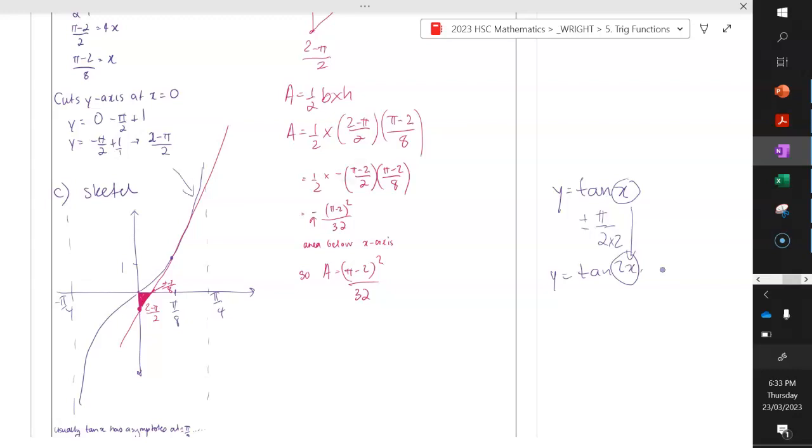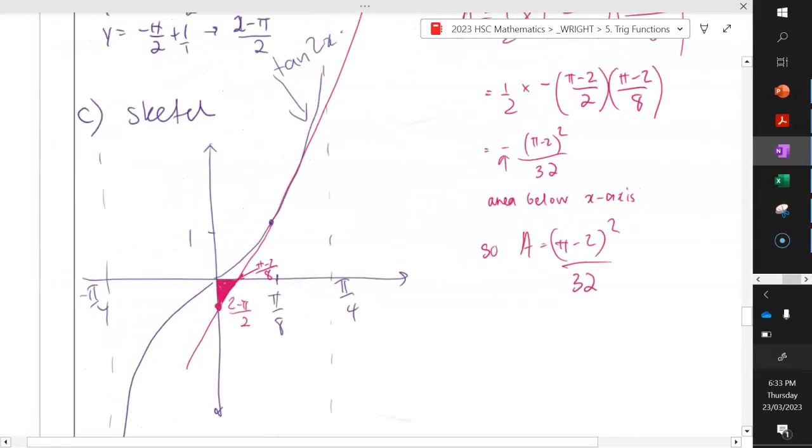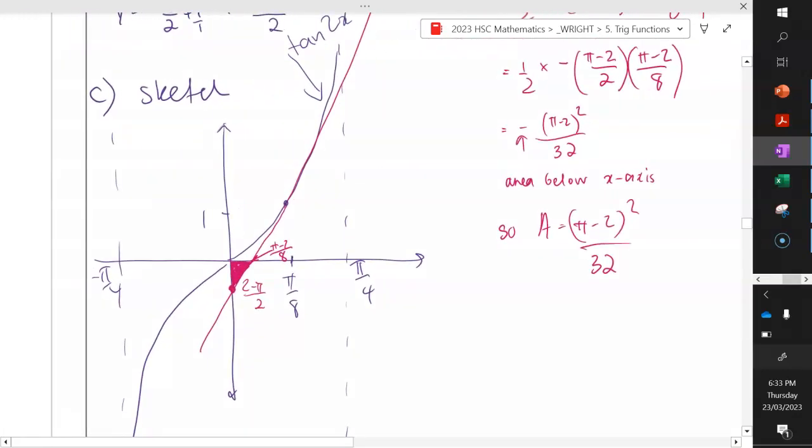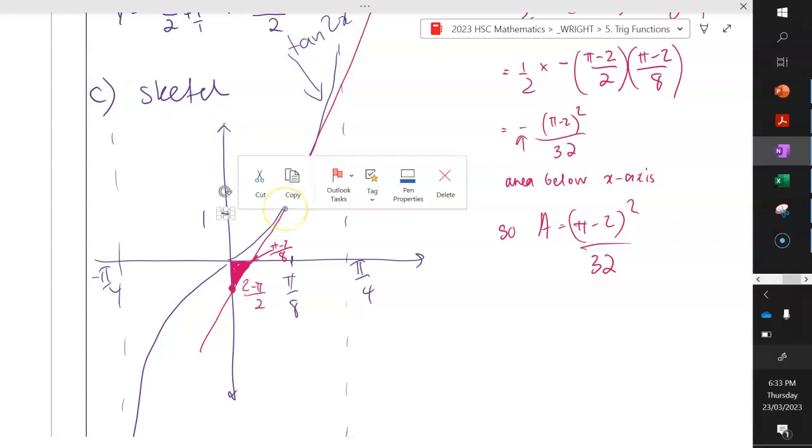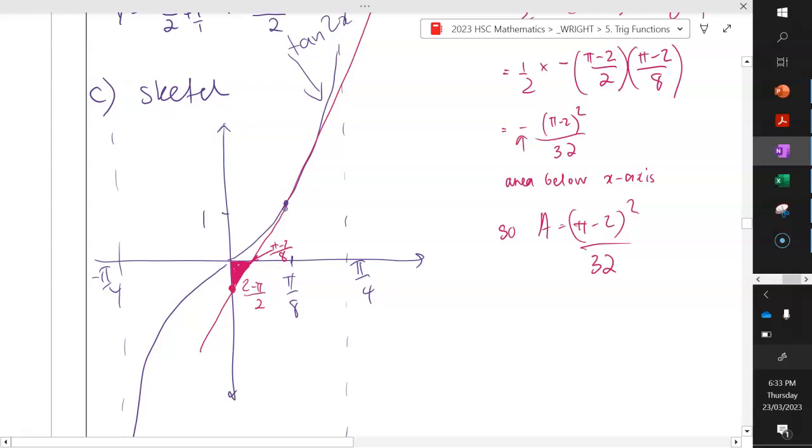I'll pop that little line in there. That shows us that it's tan 2x. Our asymptotes are in there for tan 2x, minus pi on 4 and pi on 4. And I've drawn in our tangent that we've just discovered the equation of. So that's our tangent that we've just worked out.